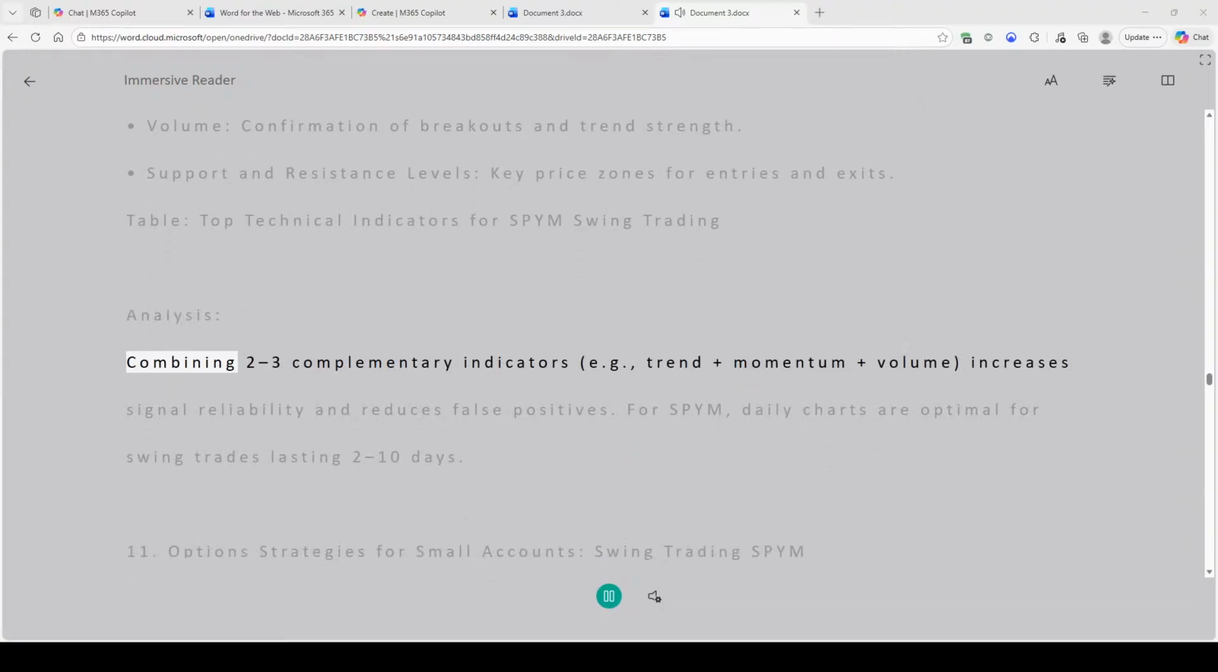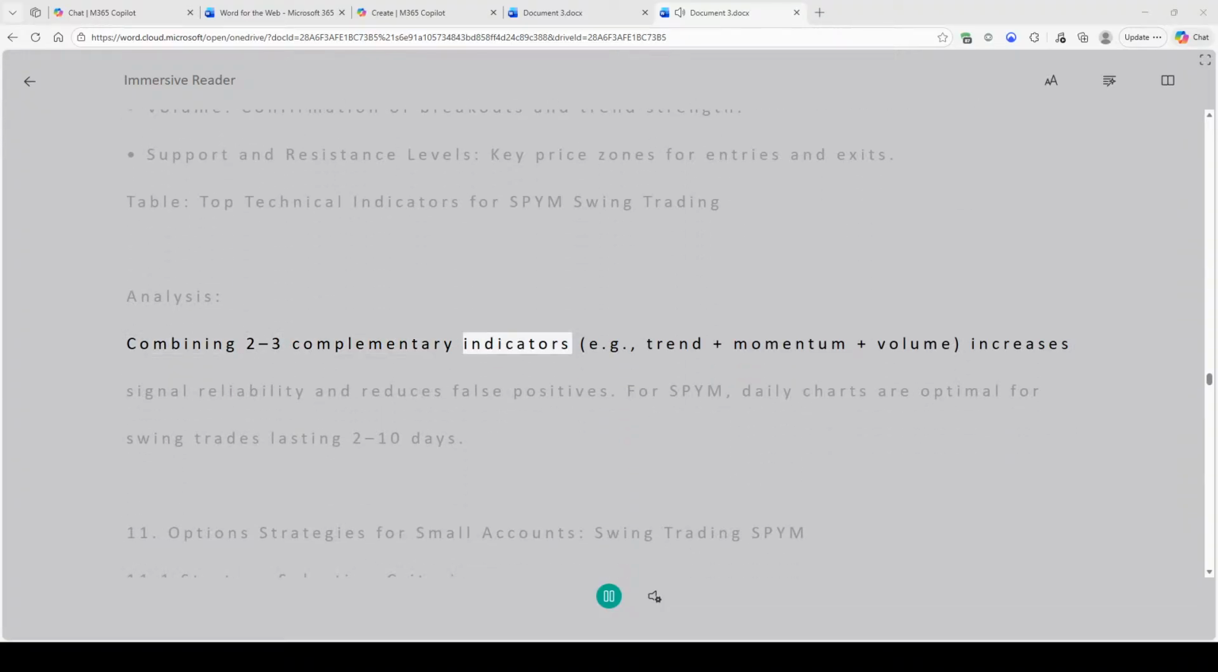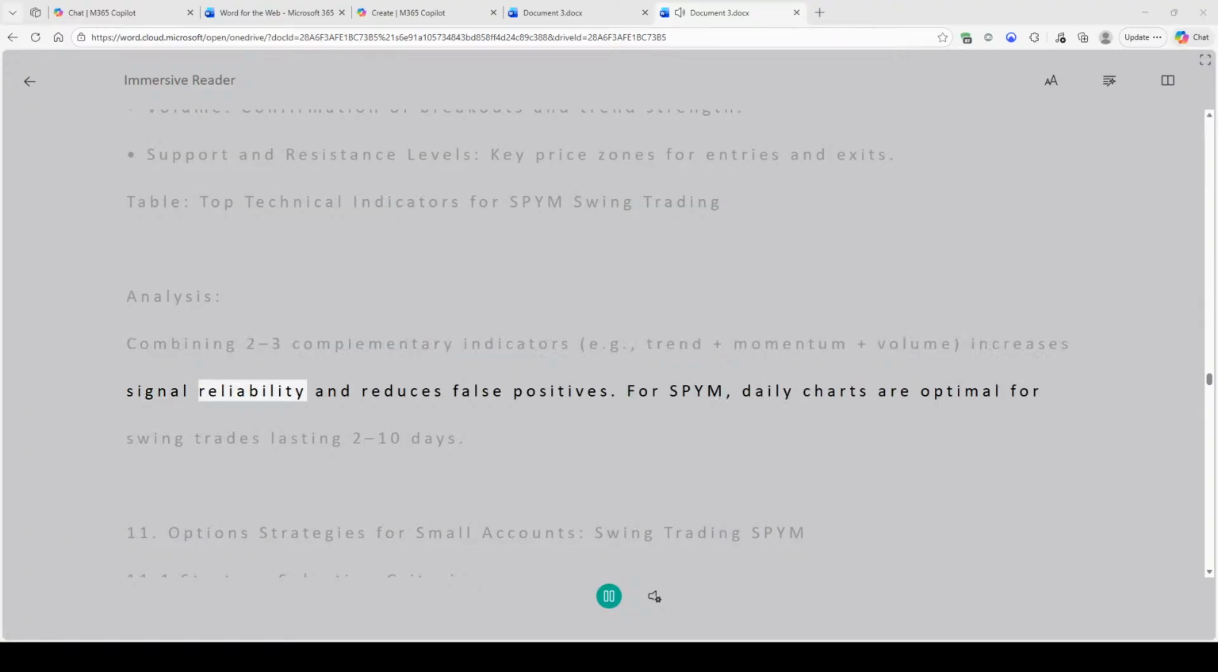Analysis. Combining 2 to 3 complementary indicators, e.g., trend plus momentum plus volume, increases signal reliability and reduces false positives. For SPYM, daily charts are optimal for swing trades lasting 2 to 10 days. 11. Option strategies for small accounts, swing trading SPYM.